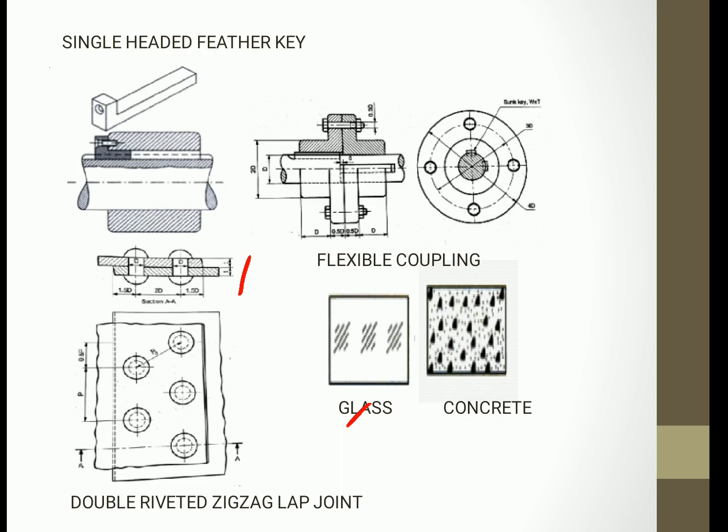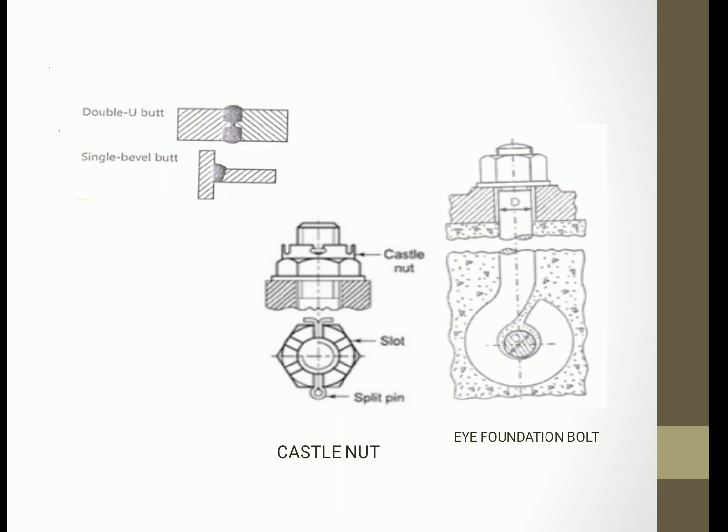Then this is the symbol of glass and concrete, which we have already seen. Then next is double U butt and single bevel butt. So remember these symbols for drawing freehand sketches. Then we will see castle nut and eye foundation bolt.